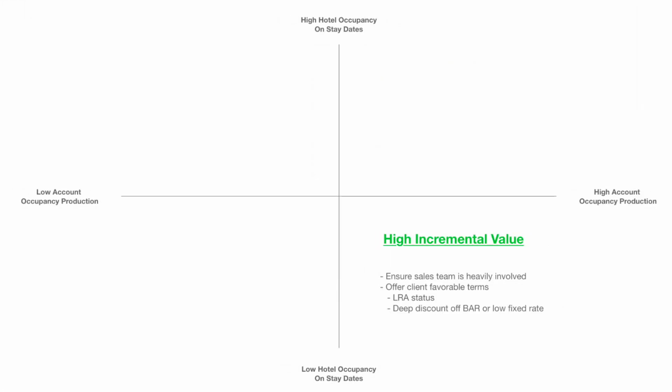The second grouping is the high incremental value accounts. These accounts provide substantial occupancy on dates where the hotel is not projecting to sell out. As a result, they should receive the most favorable rates and terms of any account. These are the accounts you aggressively want to pursue. You may want to consider offering them LRA status and/or a deep discount off of your best available rate.